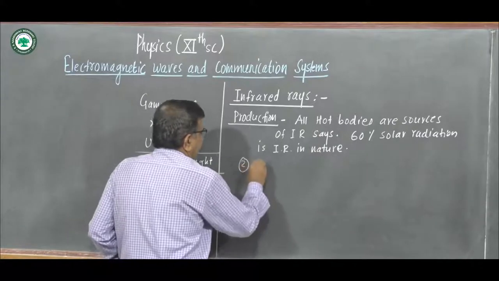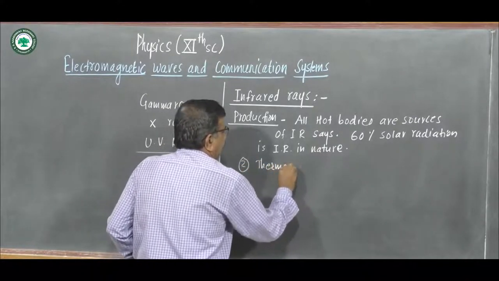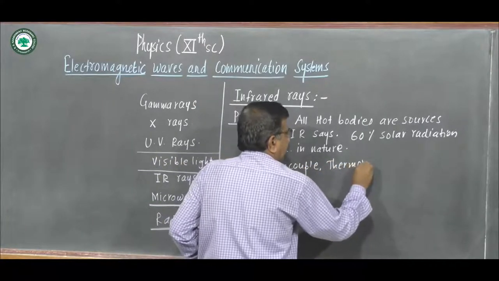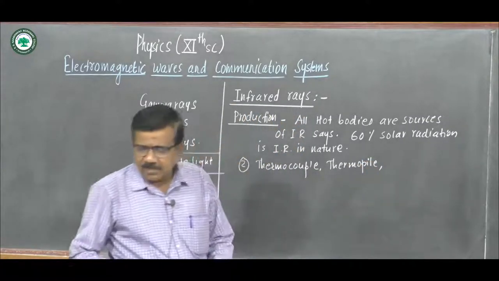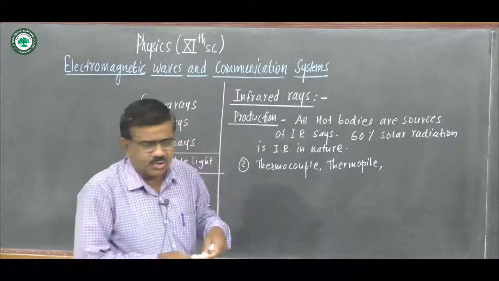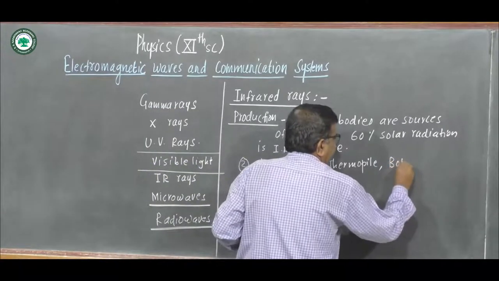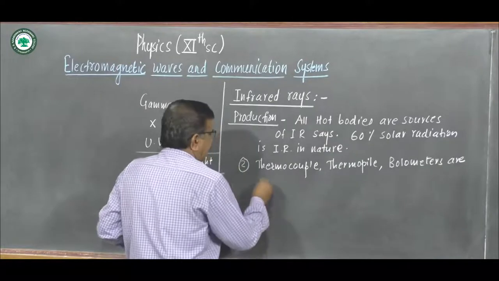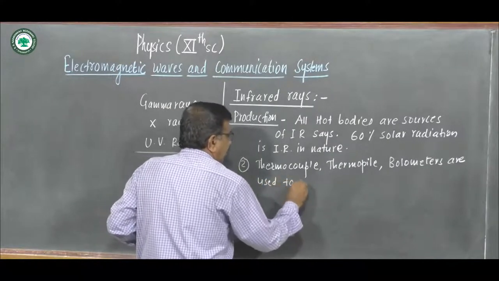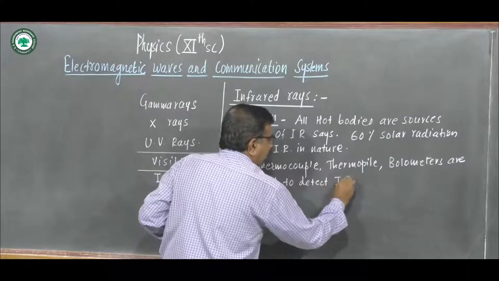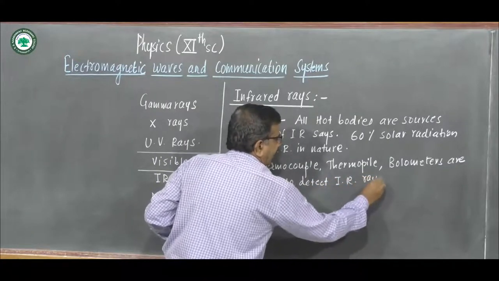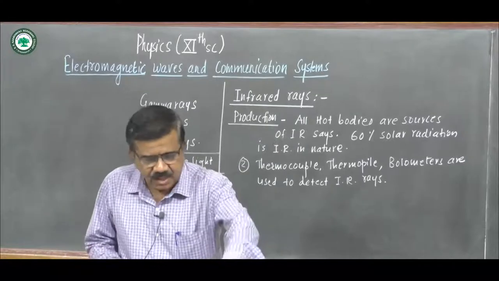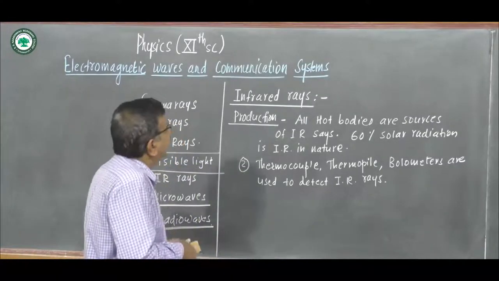Thermocouple, thermopile and bolometers are used. These are the devices used to detect the infrared rays. We can detect the infrared rays by using thermocouple, thermopile, bolometer. Now we see some properties of these infrared rays.